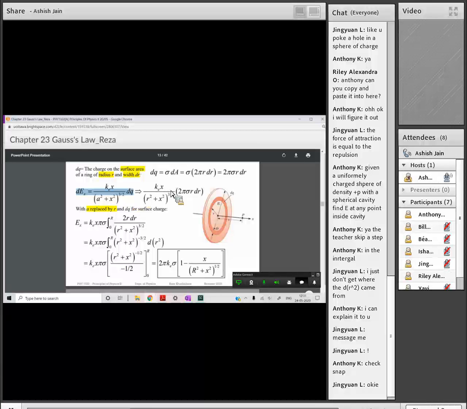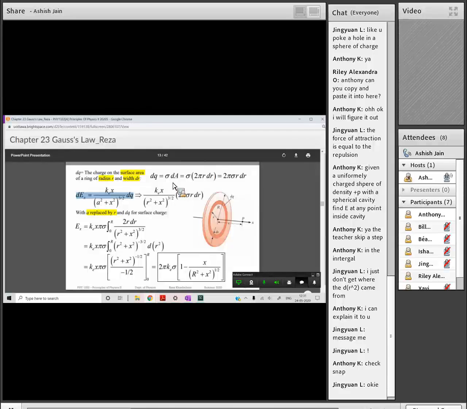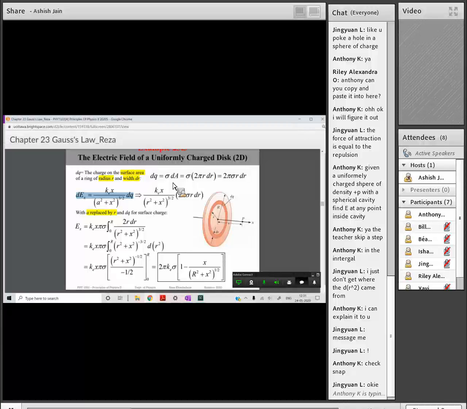And then this is dq. dq is written as sigma dA. Sigma is the charge per unit surface area.